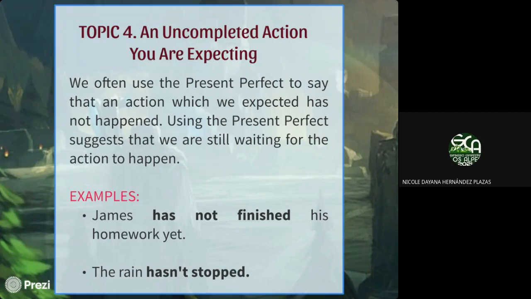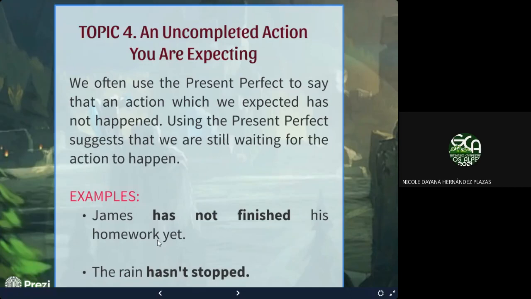Maybe you have been waiting for a long time because, I don't know, you are going to play something, you have a date, but he is still doing the homework. So, James has not finished his homework yet. James hasn't finished his homework yet. Or look at this one.